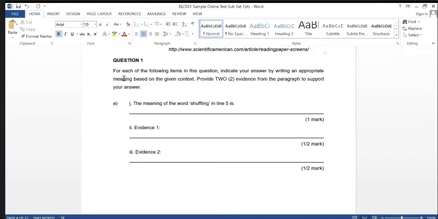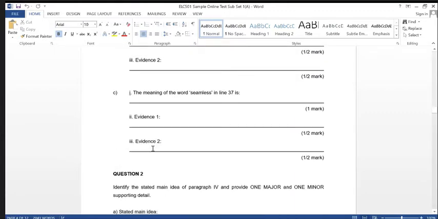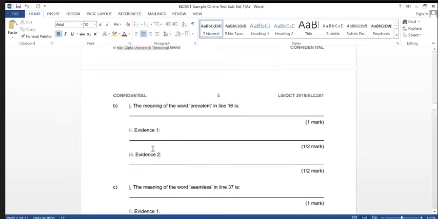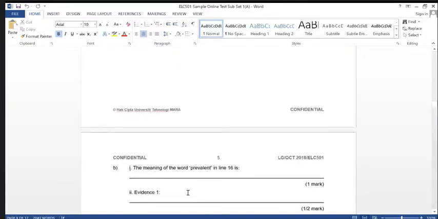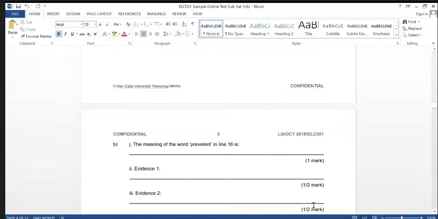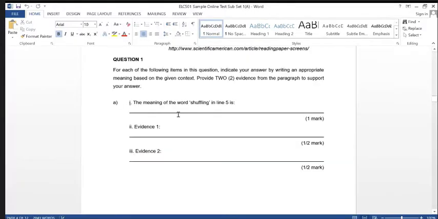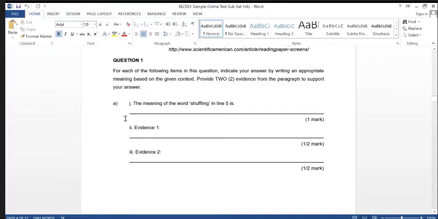Now, there is a bit of change for question one that you will be facing in your own test. The question is the same. It's just that you will no longer be asked to provide evidence for question number one. Now, if you look at number one, there are A, B, C. There are three. However, because they have taken away the marks for evidence, they will now give you about 5 words, meaning you have A, B, C, D, E here alone.